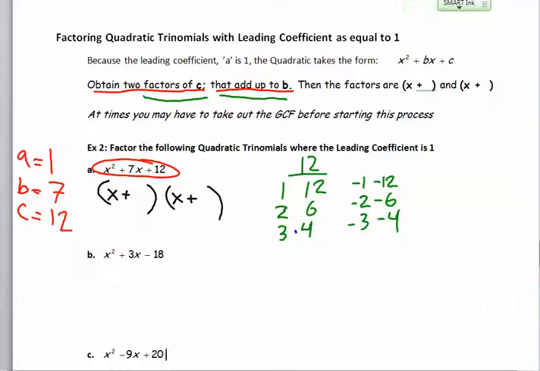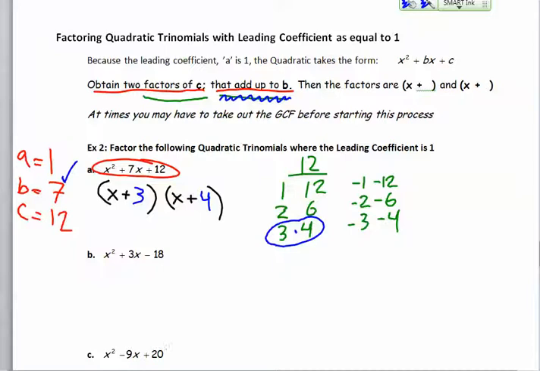So now I have my list of pairs of factors of 12. I'm looking for a pair that adds up to b. Again, my b is 7. So I just go through my list, and 1 plus 12 is 13. 2 plus 6 is 8. 3 plus 4 is going to be equal to 7. So I'm going to fill that in over here. I have a positive 3, so x plus 3, and a positive 4, so x plus 4. And that is the factored form of this trinomial.